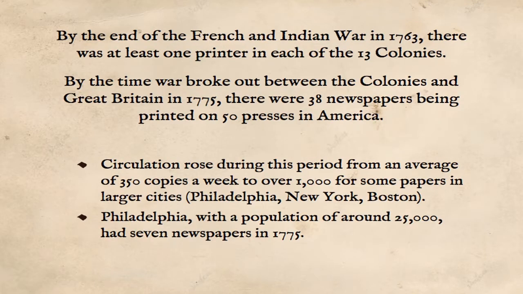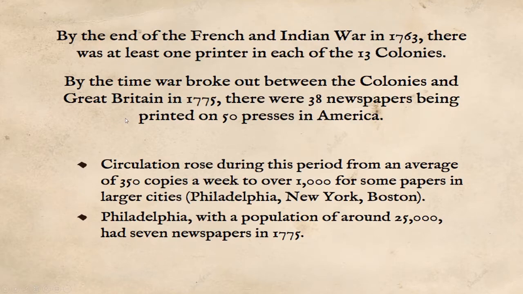So by the end of the French and Indian War in 1763, each colony had at least one printer. Some colonies had multiple printers, but all of the 13 colonies by that point had at least one. And mind you, this is just over a decade before the revolution started. By the time the war broke out between the colonies and Great Britain in 1775, there were a total of 38 newspapers being printed in America.